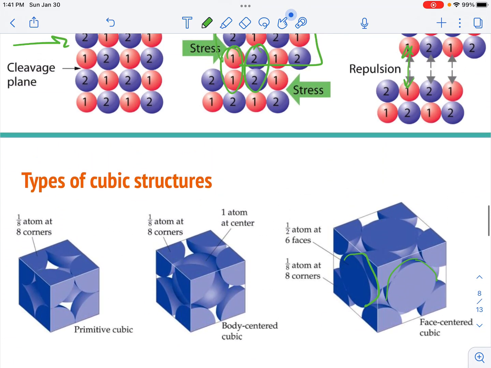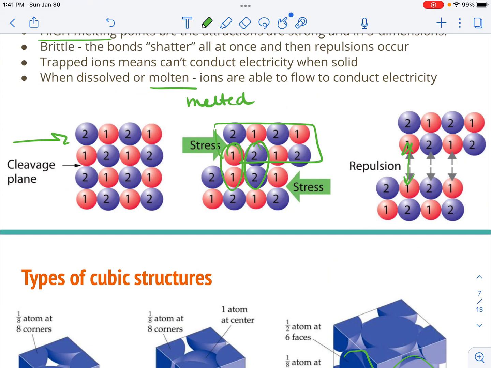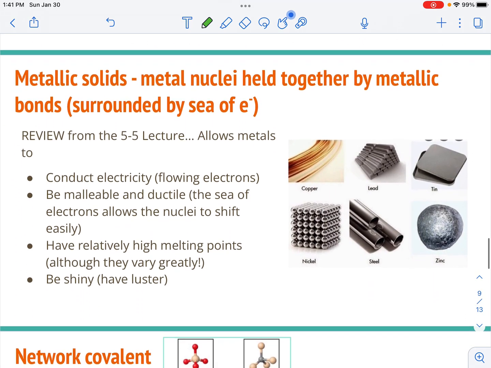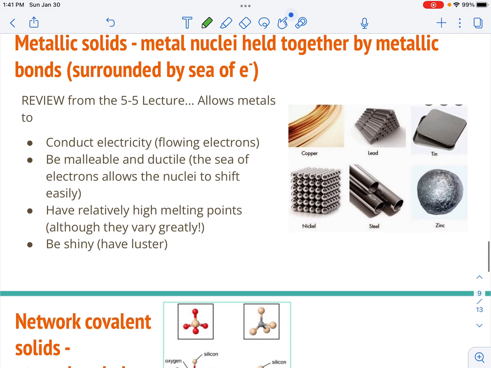They are malleable and ductile because, unlike ionic compounds, when they get pushed against, that sea of electrons just surrounds them all in their new positions. So they're flexible. And even though their melting points vary greatly, they have pretty high melting points because those nuclei are held together by that sea of valence electrons. Of course, the moving electrons also give them luster, kind of as in the photoelectric effect.